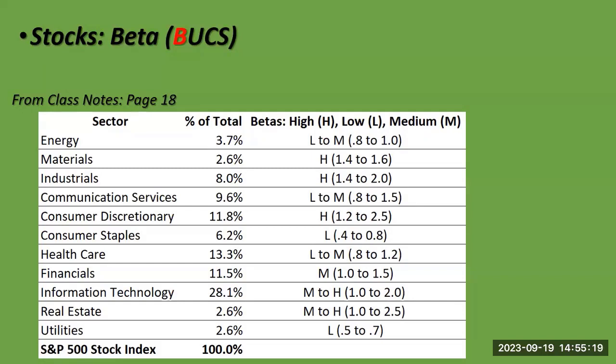Why do we put them in these categories? Well, it's because we want them in a category where they behave similarly given different economic scenarios. So you don't want a bunch of communication services that are all over the place when the economy is moving. You want them to be somewhat similar.